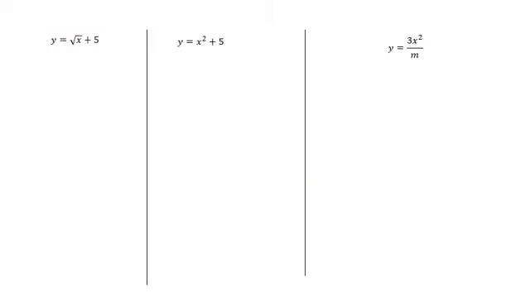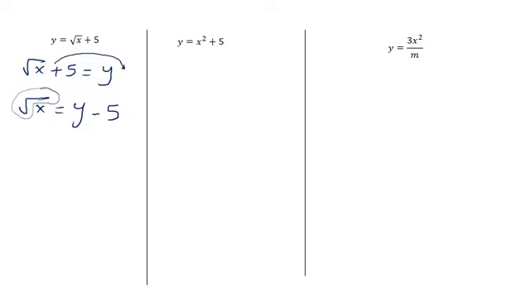Another example for the root and the squaring. In case you have a root, you are going to write root x plus 5 is equal to y first. Then you move positive 5 to the other side. So root x is equal to y minus 5. By moving out the root, I am squaring the right hand side. So x is equal to y minus 5 all to the power of 2.